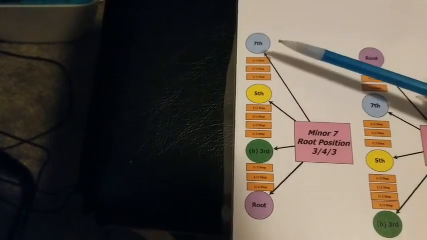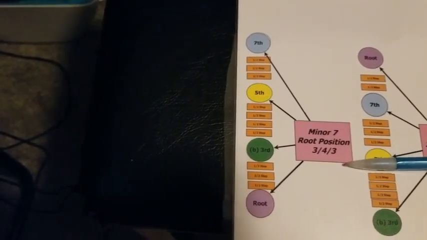I don't have a flat 7 here, but 3 plus 4 plus 3 is going to equal 10, which is a minor 7th interval. The reason this says a flat 3rd here is because you have essentially a minor triad with a minor 3rd above it. Okay, so that's the structure of your minor 7 chord.